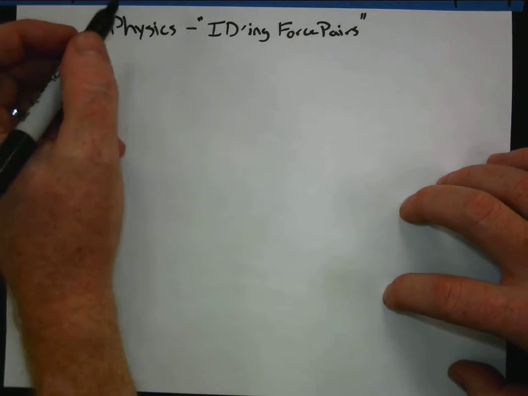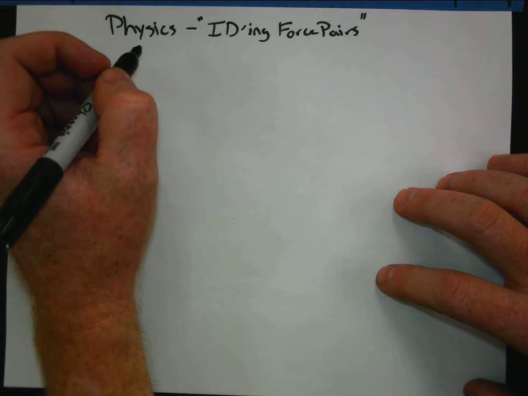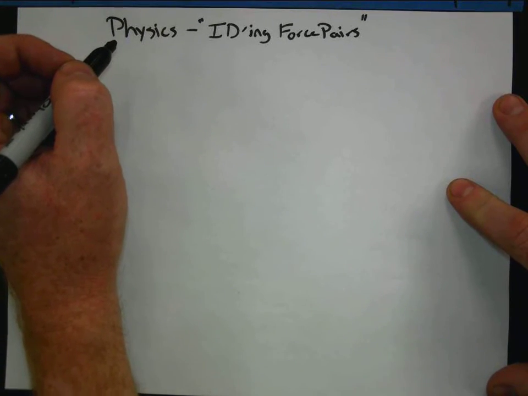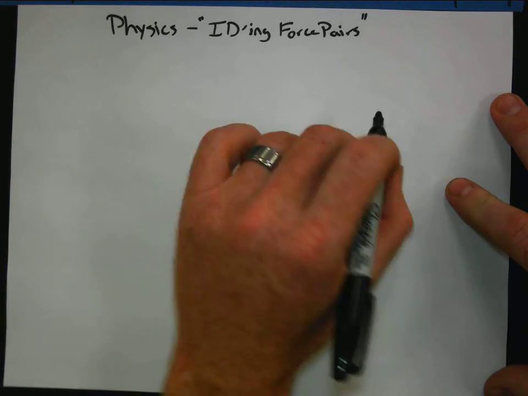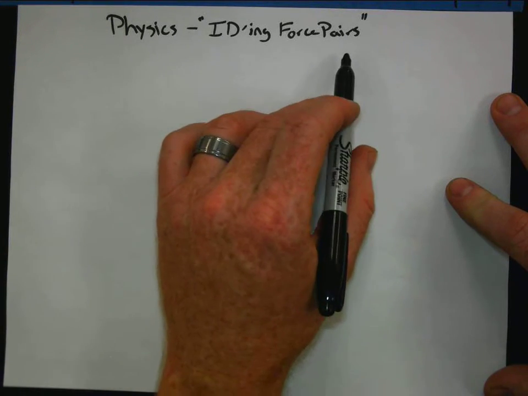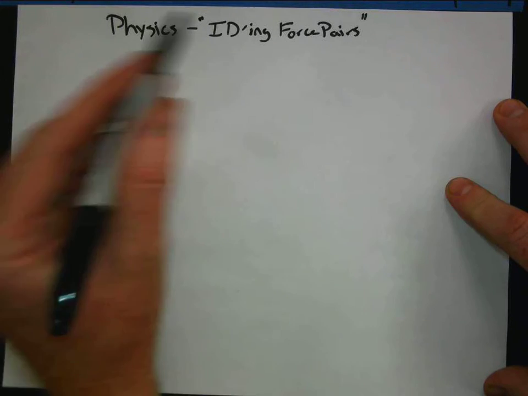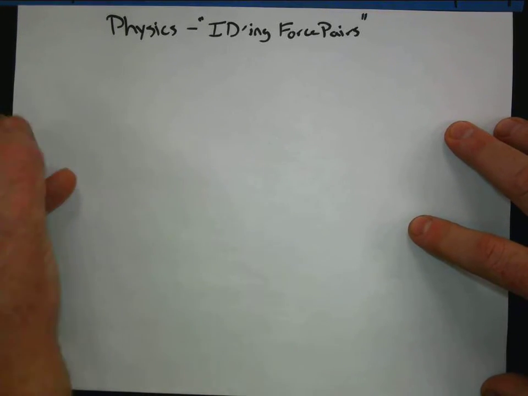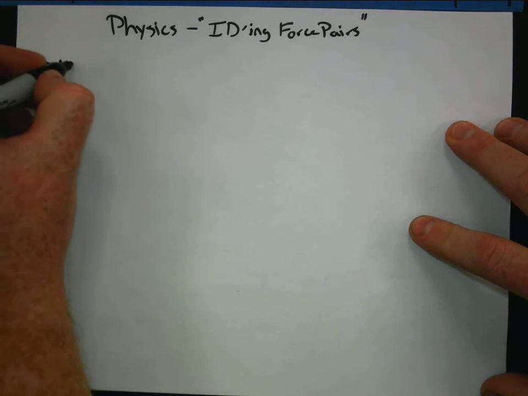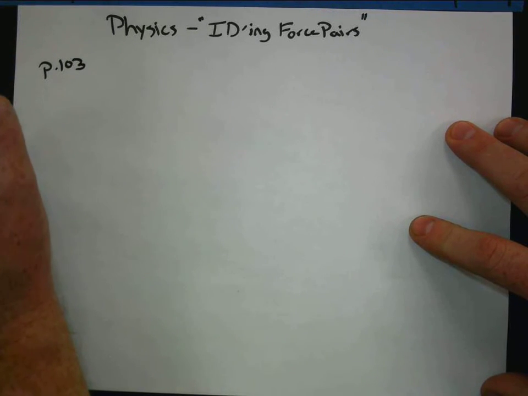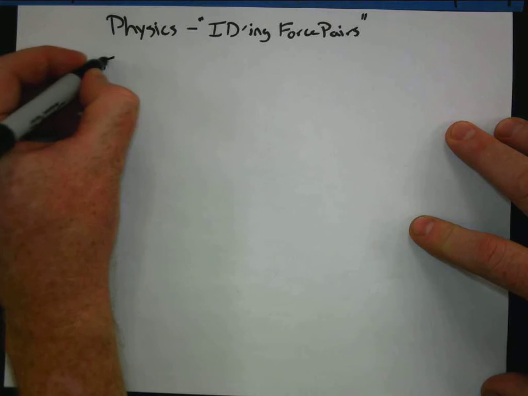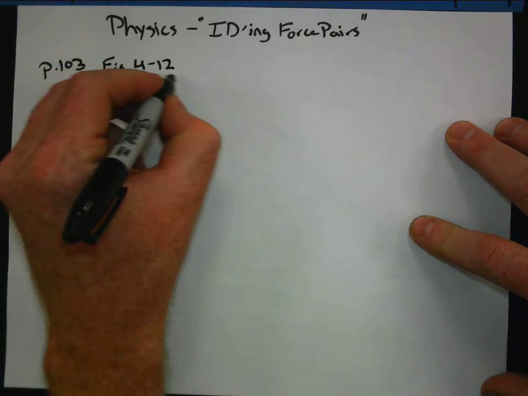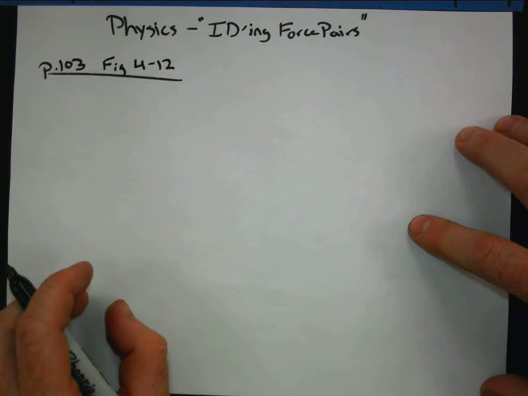Here we go. It occurred to me that you might benefit a lot from seeing another example of identifying forces, interacting forces, or force pairs when different objects are interacting with each other. So, there's a diagram in your book. This is on page 103, and it's figure 4-12. And that's what I'm going to be discussing with you.